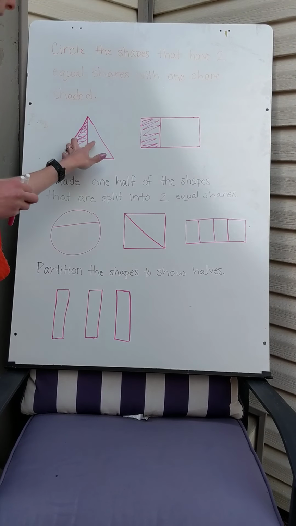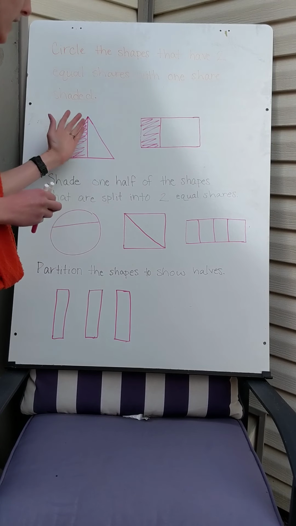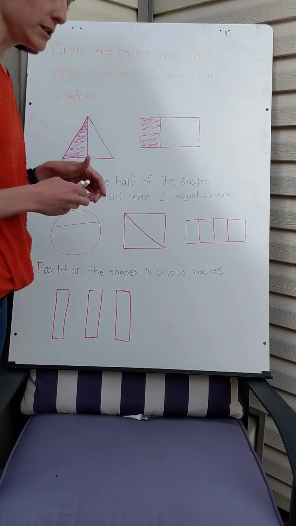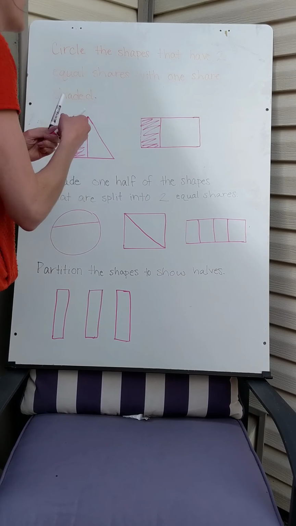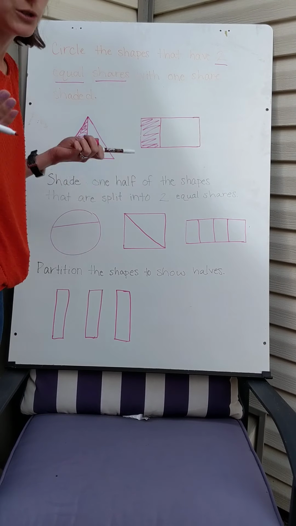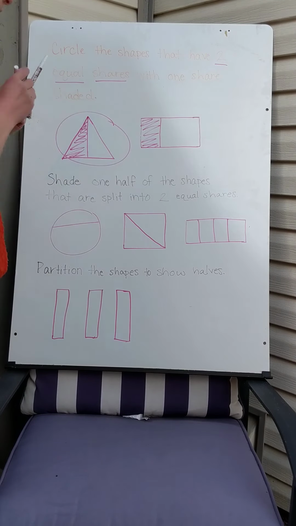So I'm not going to circle that one. But if I look over here, that triangle looks like it's the same size as the other triangle. If I folded it on this line, they would line up perfectly with each other. So I know that that has two equal shares or two equal pieces. So let me circle that one. Okay? All right. So it'll be your turn shortly to try and check for that same thing.